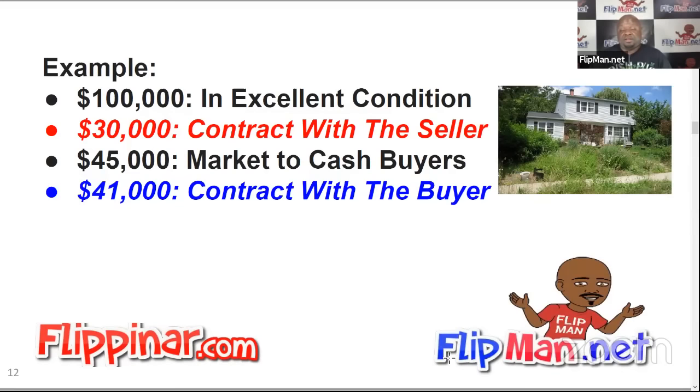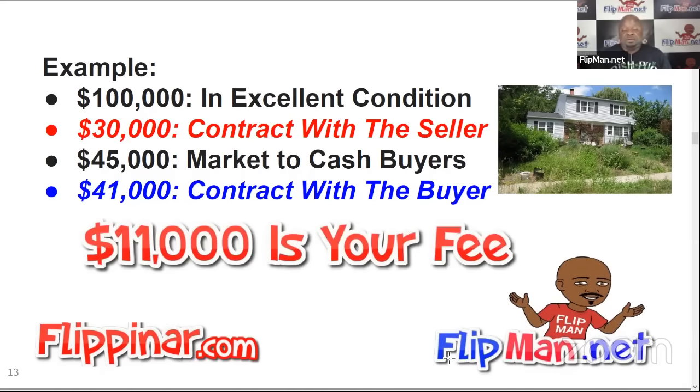So now you have contract A for 30,000. You have contract B with your buyer for 41,000. The difference is your actual assignment fee. So you walk away from the closing table with $11,000. That's your payday. So that's basically a wholesale deal.